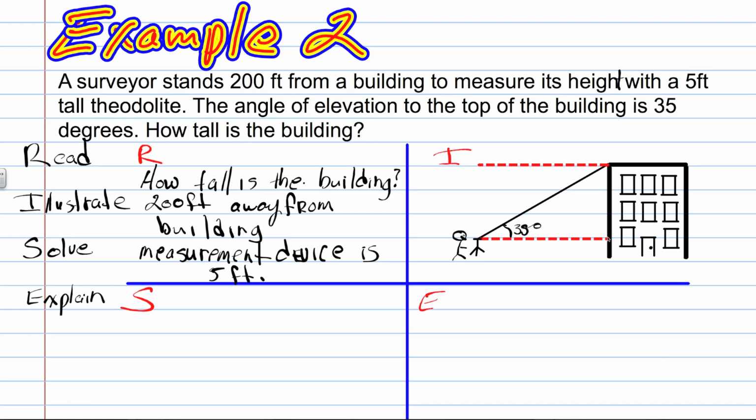What we're measuring is this distance from here up to here. That's what we're trying to solve for, in this case, x. We know the distance from the ground up is 5, and that's 5 feet because that's how big his measurement device is. So what we ultimately have to calculate is the distance from here to here, and then add 5 to that. What I didn't put in yet is this 200 feet because that's how far away he is from the building.